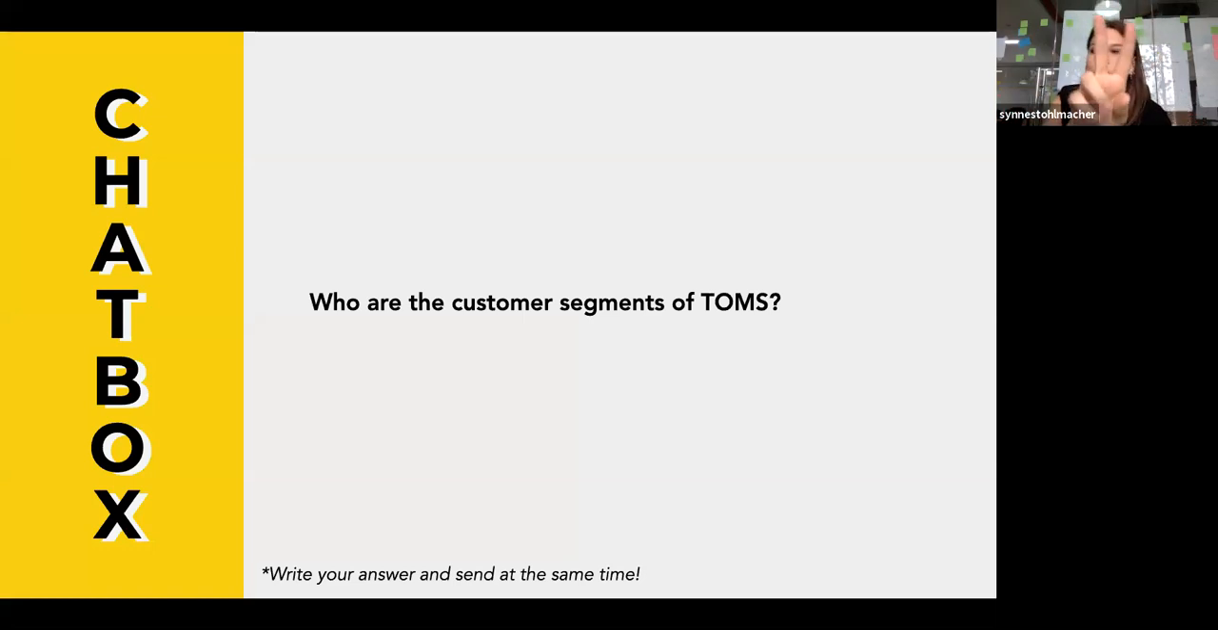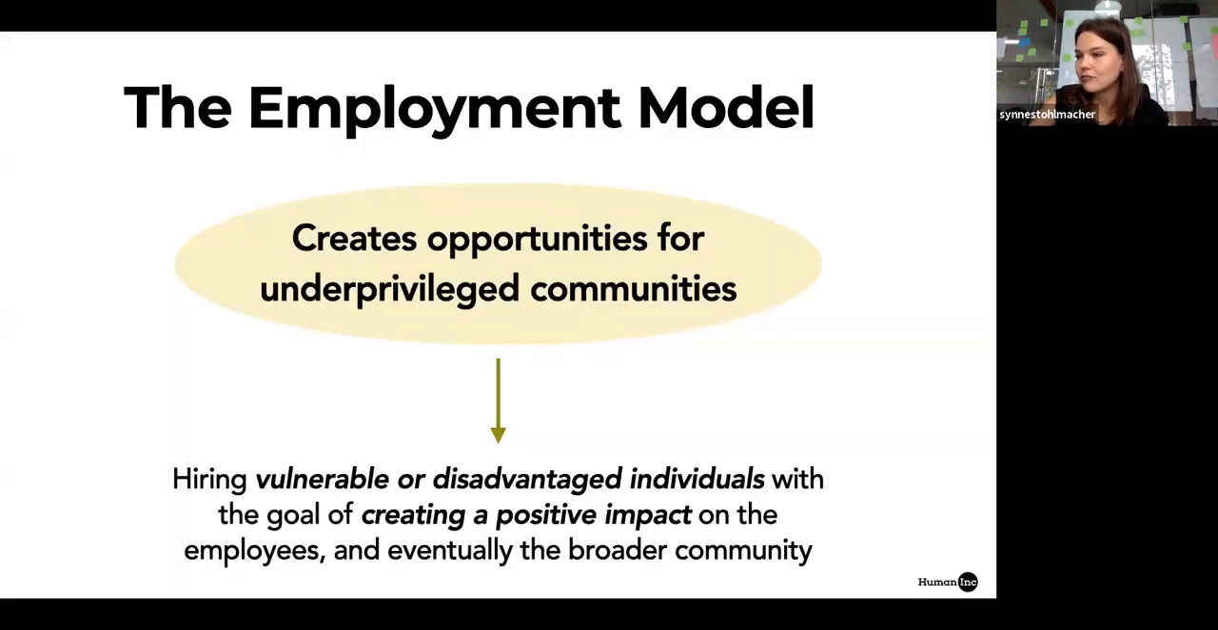So we definitely have two different big segments here. The first one are the people that are buying the shoes. And of course, the second segment are the people who are receiving free shoes. So Tom's is serving both customer segments and they have unique value propositions to each of them. One is about wanting to feel good buying stuff, and the other one is basically about wanting to have footwear and protect their health.